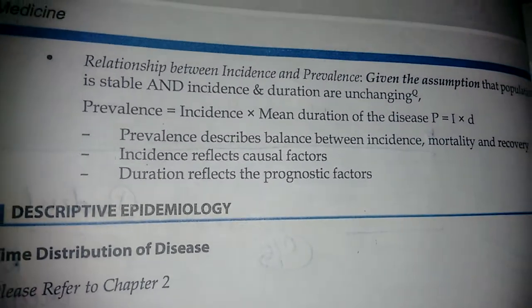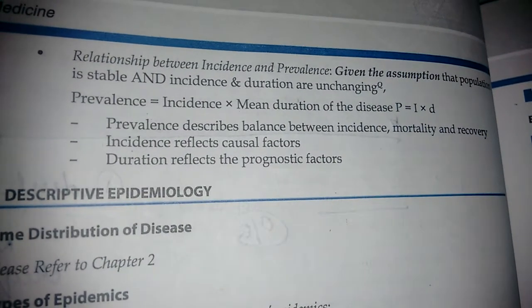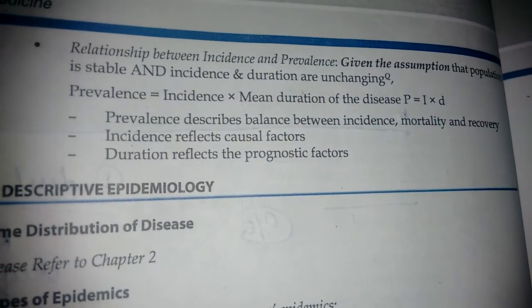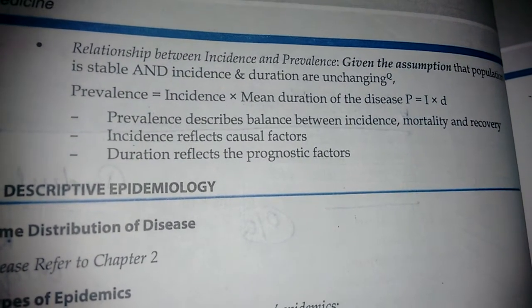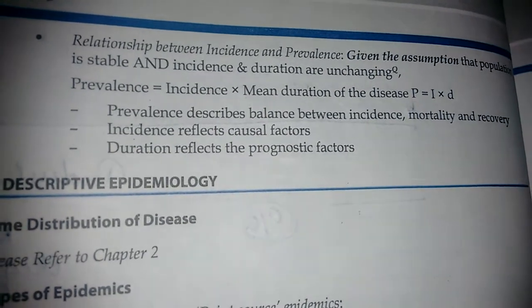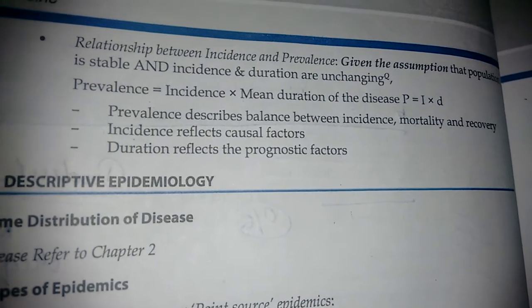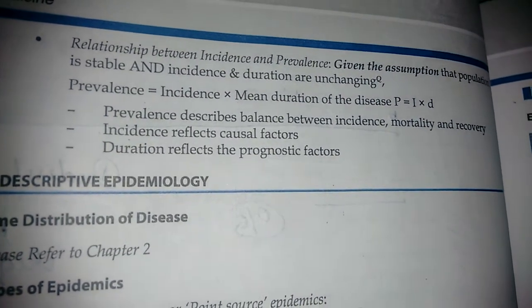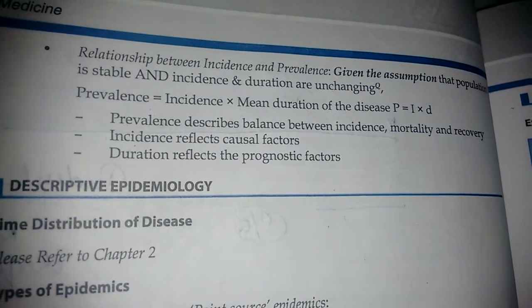Prevalence describes a balance between incidence, mortality and recovery.